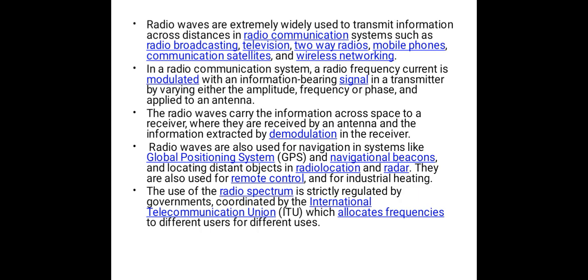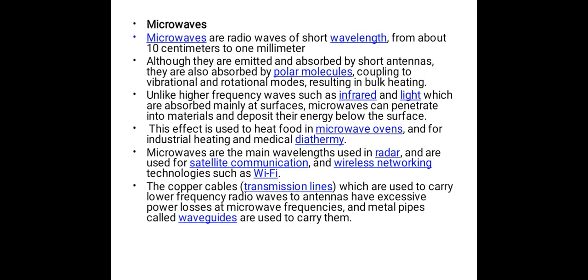Radio waves are also used for navigation in systems like the Global Positioning System and navigational beacons, and for locating distant objects in radiolocation and radar. They are also used for remote control and for industrial heating. The use of the radio spectrum is strictly regulated by governments according to the International Telecommunication Union, which allocates frequencies to different users for different uses.